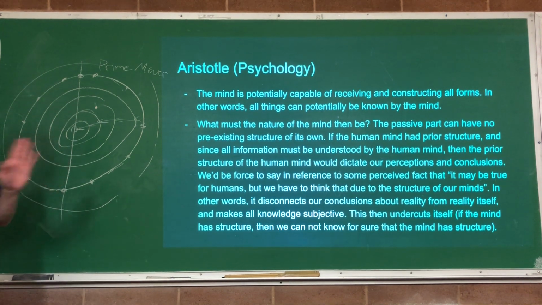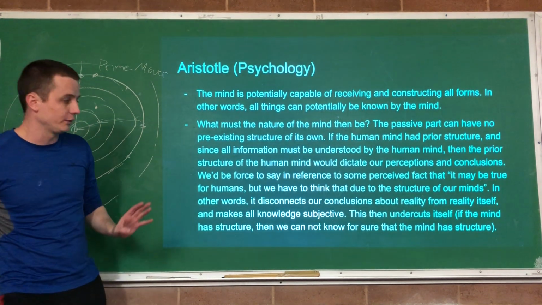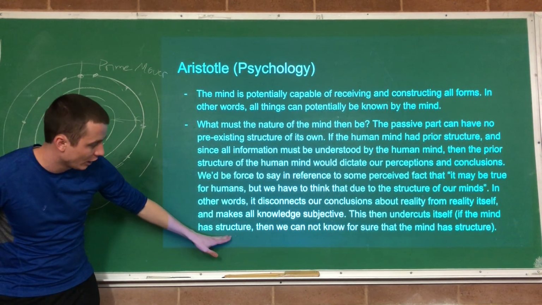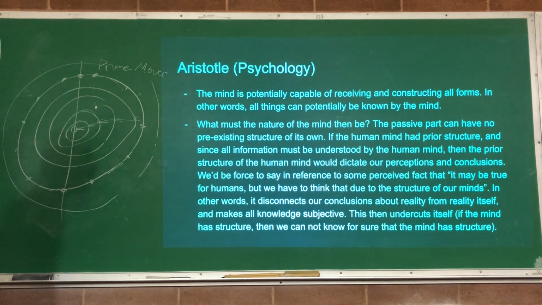And so, if you try to accept this type of argument, this then undercuts itself. If the mind has structure, then we cannot know for sure that the mind has structure. So contradiction? Not a contradiction. We're not going to have a position where we can prove or disprove this. All he's going to show is that the mind having structure undercuts itself.